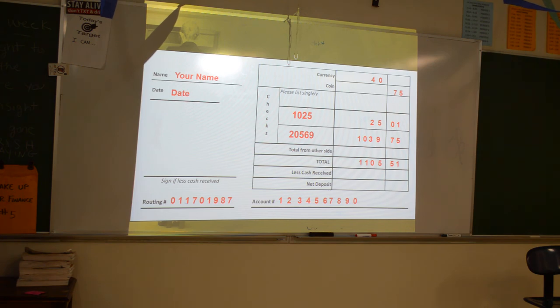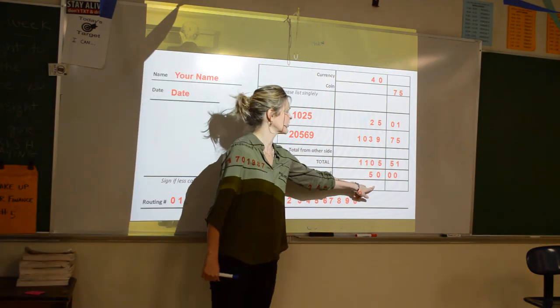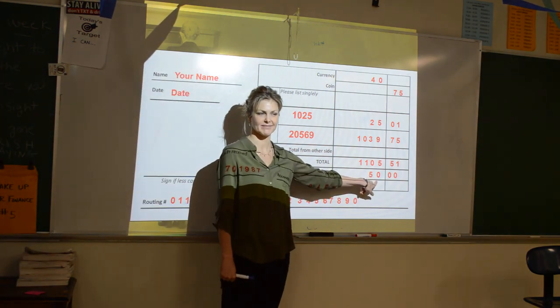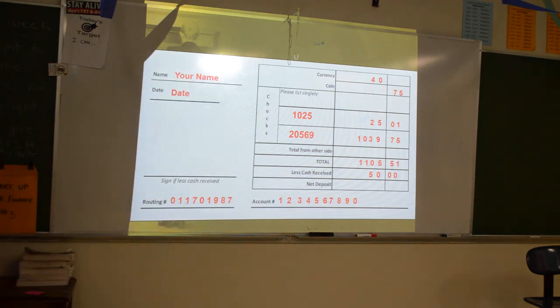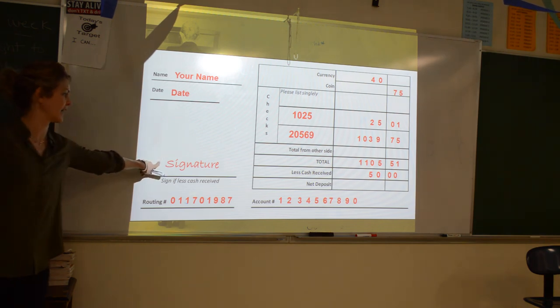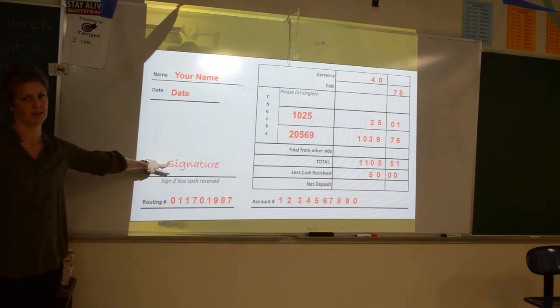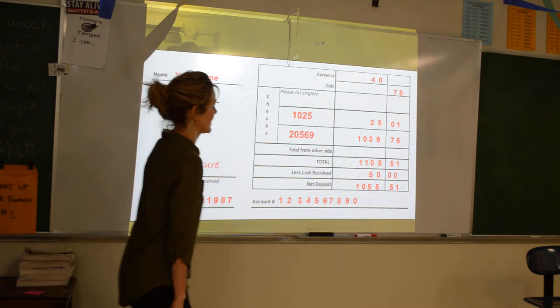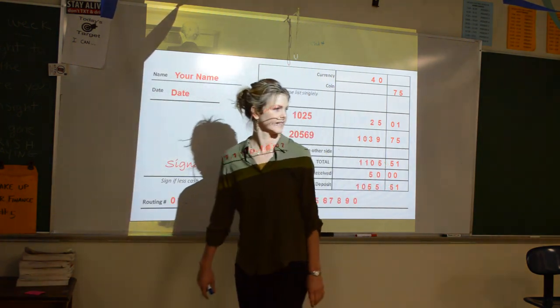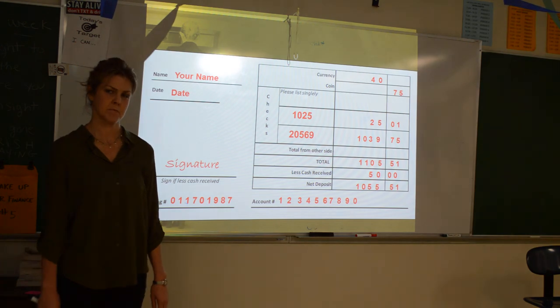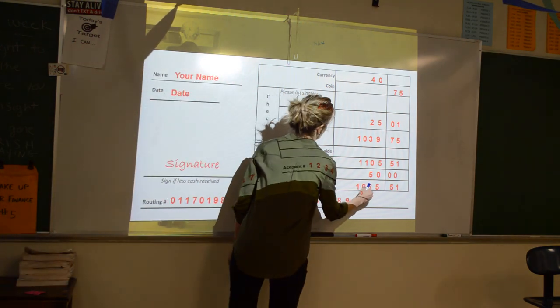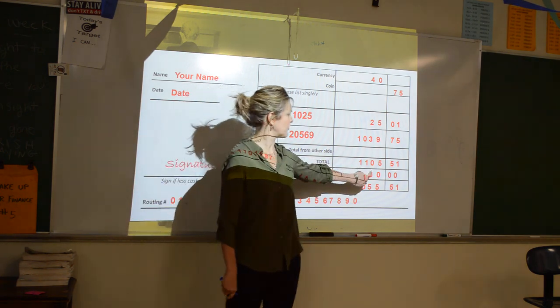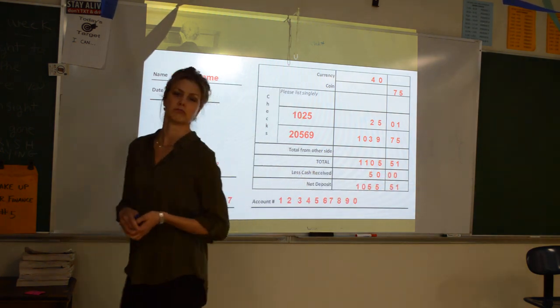How much money do we want to take home? 50. We're gonna take home 50 bucks, so we're gonna put this here. So how much are we really depositing today? Oh, by the way, don't forget to sign. We have less cash received, so we're going to sign. Okay? So we have our signature. Okay, but we are depositing $1,055.51. This is the grand total of what should be in my account, and I now have $50 in my wallet that I'm taking home with me in cash.